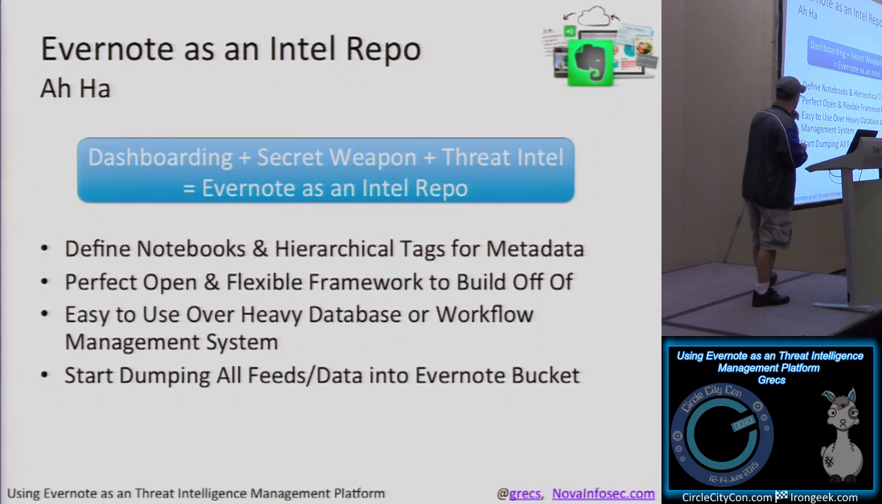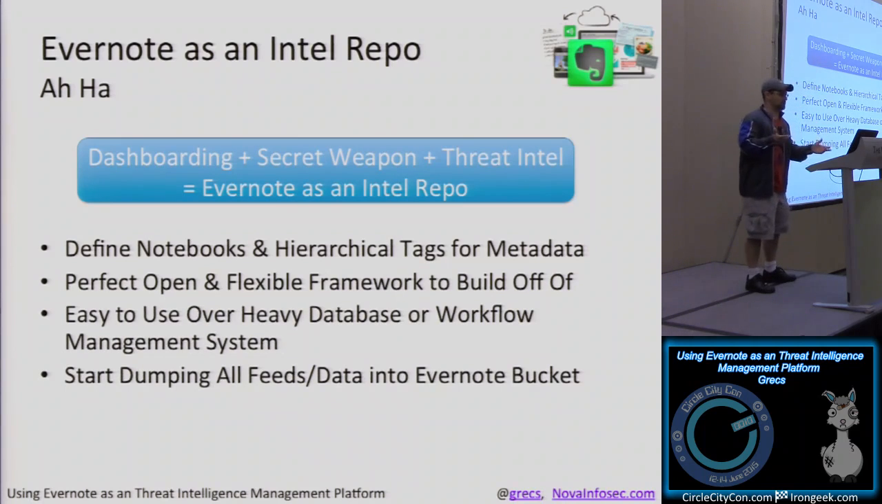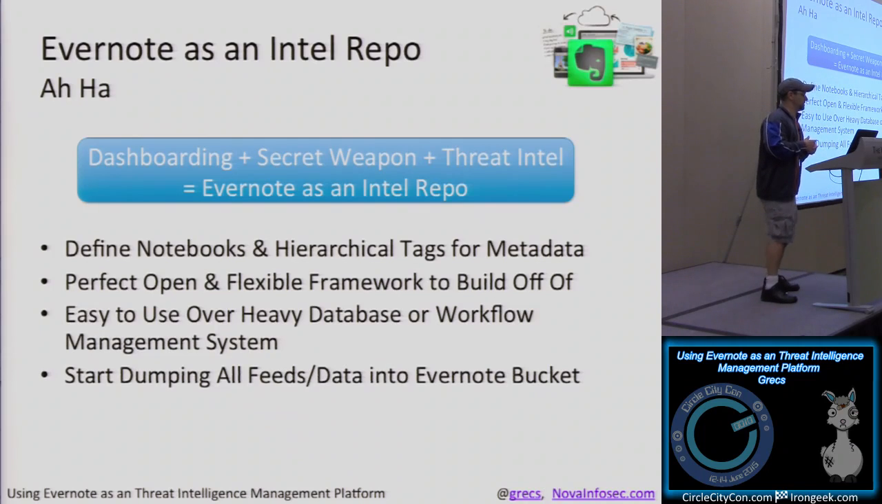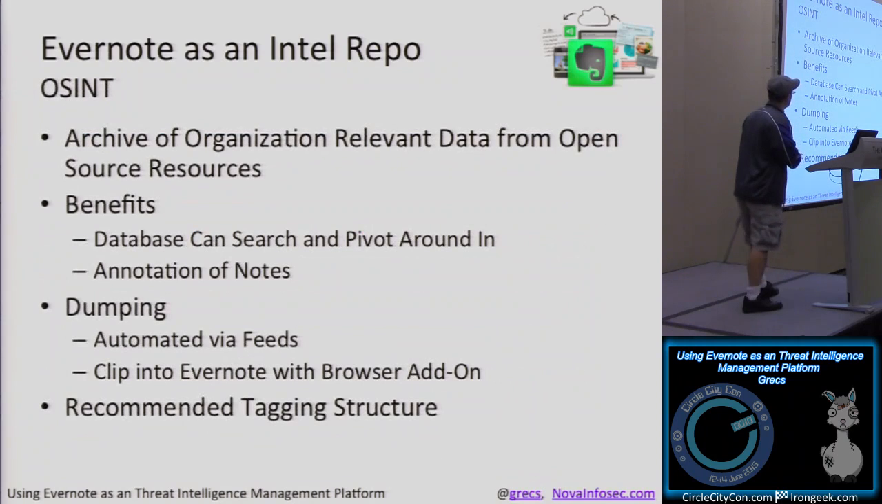So getting back to the ease of use. Basically the solution here is to just start dumping all these feeds in. Grab these RSS feeds that I talked about, all these open source ones, and just start dumping them into Evernote, and you essentially have it. So this is talking about the open source intel.